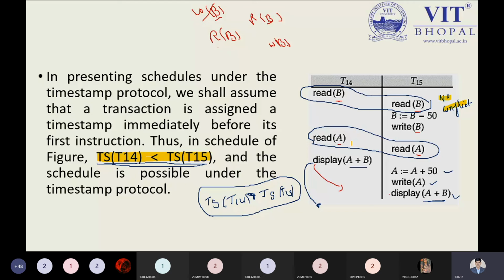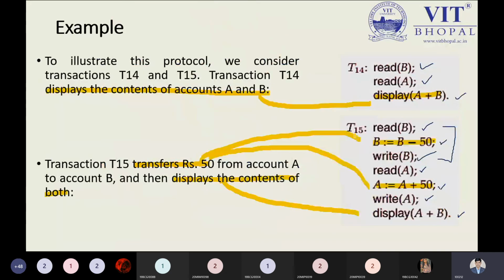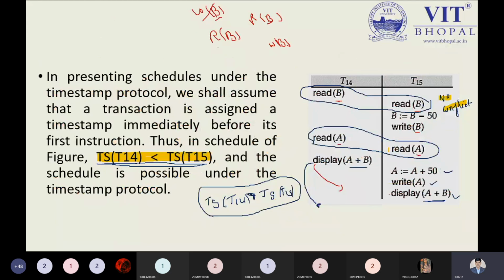We can read, but we can't use a write or read-write operation. So B equal to B minus 50 I can do. In T15 it is performing this operation, and now it is performing perfectly. Now I'm performing the write operation. After writing something here, I'm trying to read A. Reading A again, there is no conflict. It means there is no issue, so there is no need to transform our concurrent, non-serial schedule into a serial schedule. No need to change.